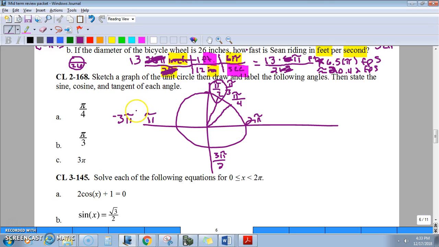Then state the sine, cosine, and tangent of each angle. So you guys are going to have that on your unit circle that you will have with you. If you don't have one, I would suggest you print one out before class tomorrow.